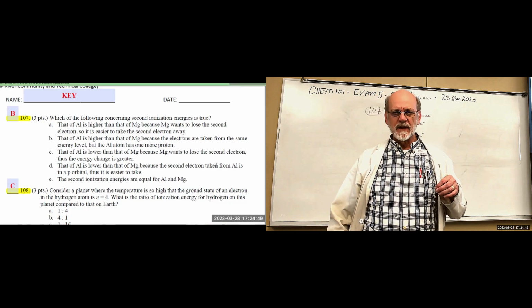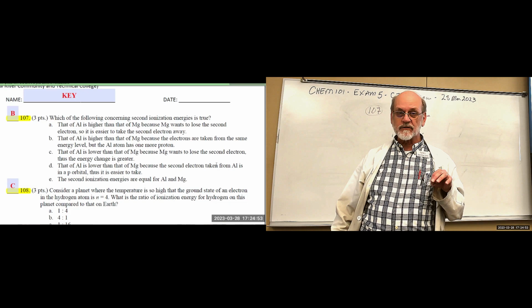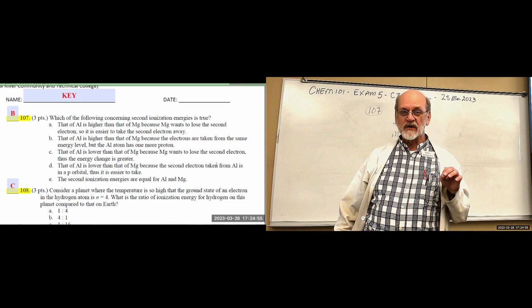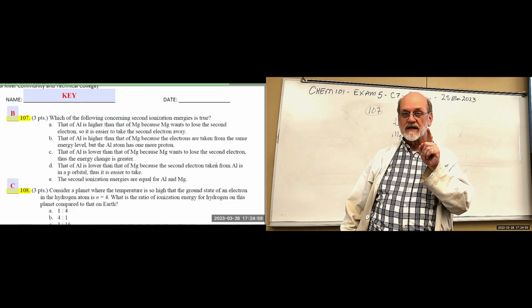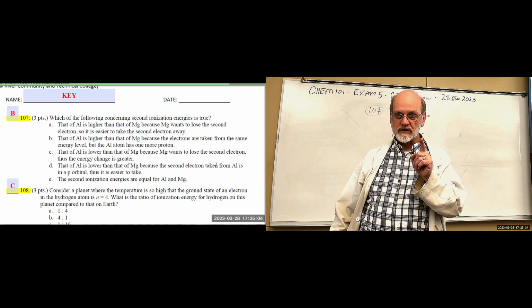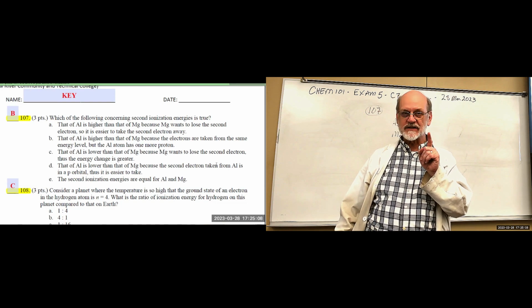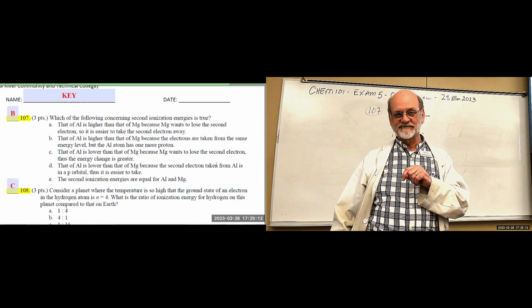How about B? Aluminum is higher than that of magnesium because the electrons are taken from the same energy level, but the aluminum atom has 1 more proton. There's the key. The larger effective nuclear charge of aluminum is why the second ionization energy is higher.